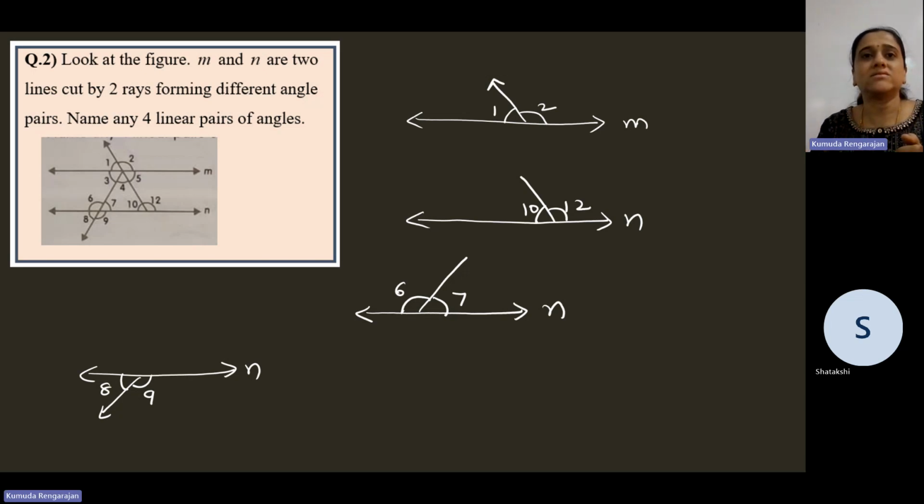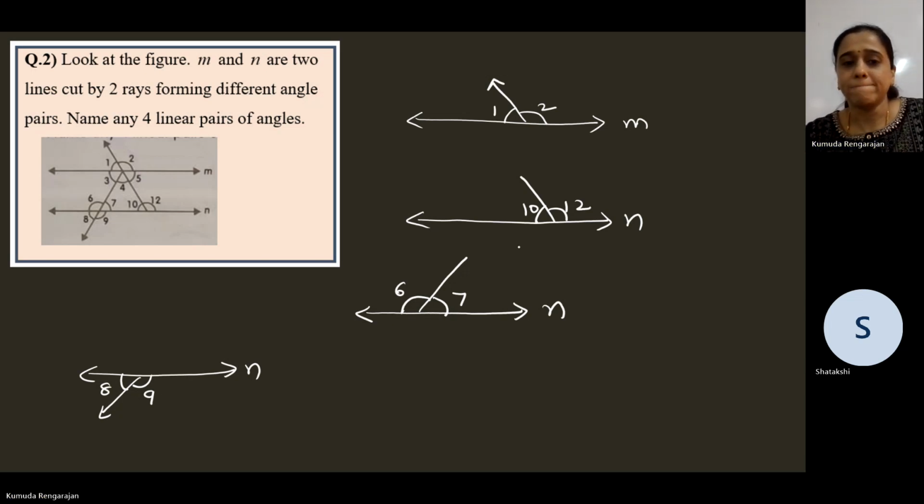Then the two angles on either side of the ray form a linear pair. You must identify the straight line. Here we have two straight lines, M and N. So consider the straight line and a ray on the straight line, and the two angles formed are called linear pair of angles. So we'll have to mark 4. So you can see here angle 1 and angle 2, 10 and 12, 6 and 7, 8 and 9.